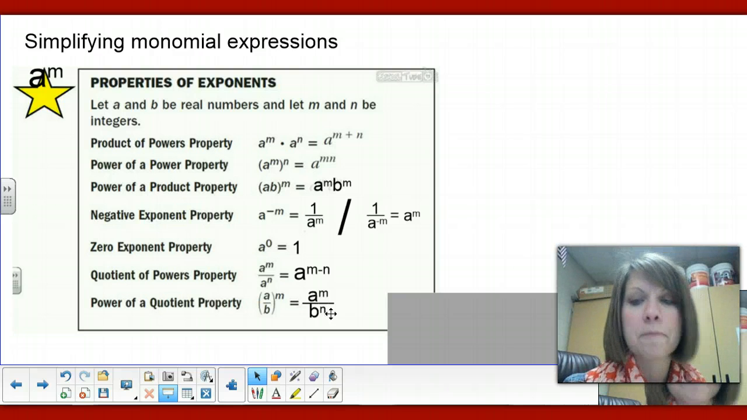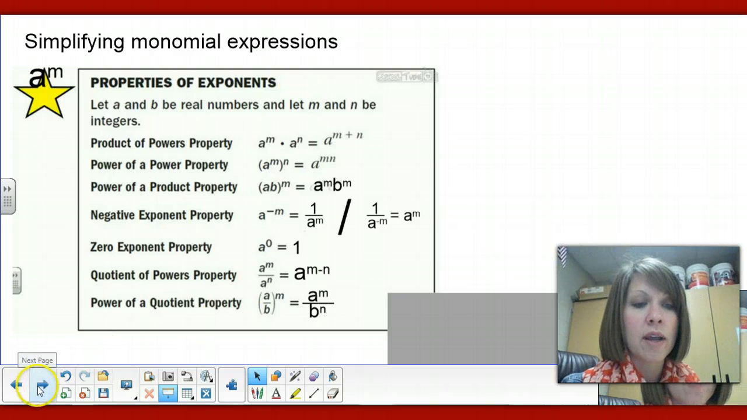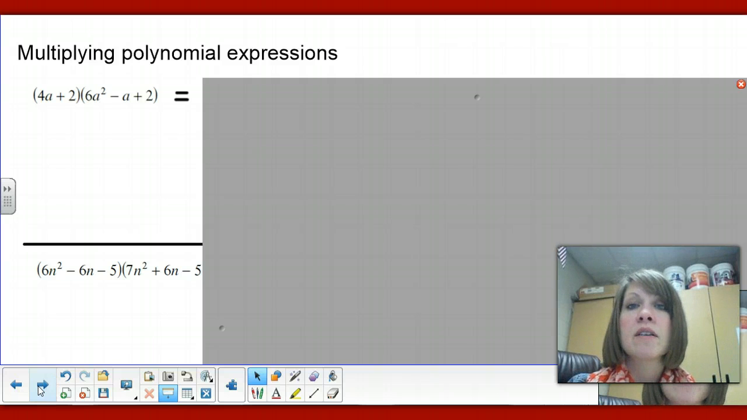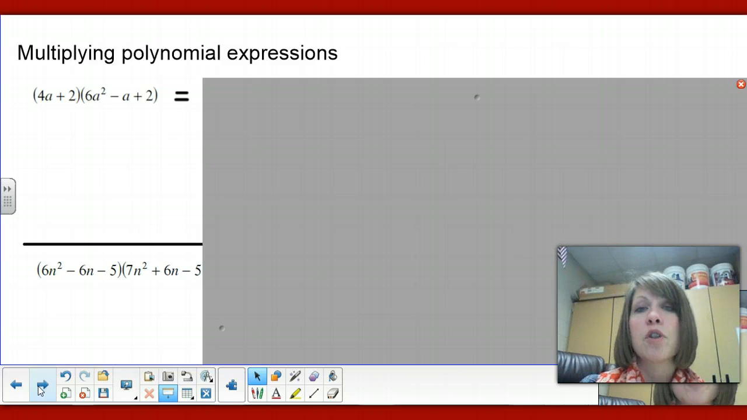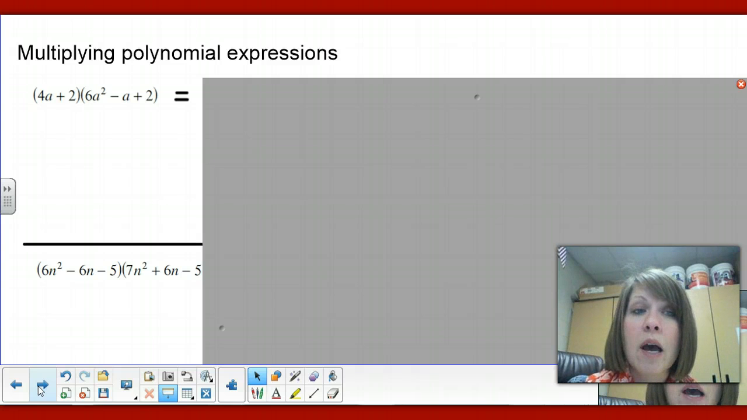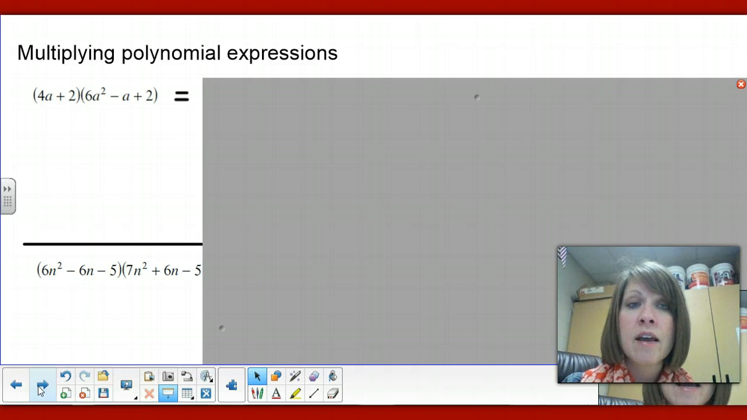Okay, let's get going. I'm not going over specific examples from 5.1. I feel that the properties that we just discussed on the previous page can help with that. I'm going to rather spend our time on 5.2 today, multiplying polynomial expressions.